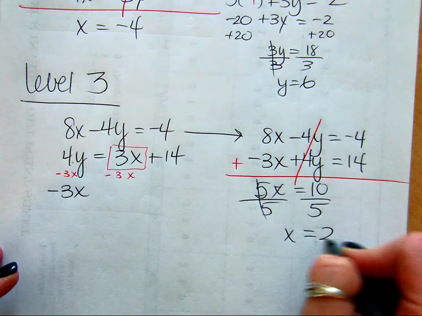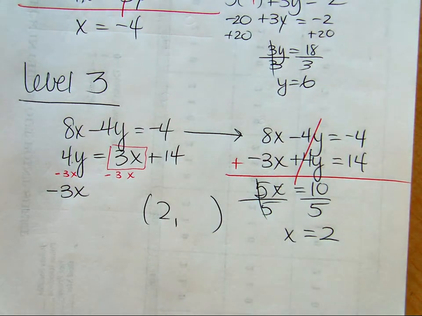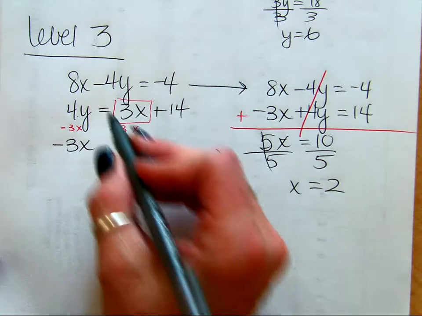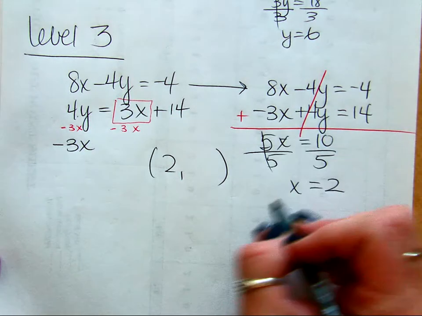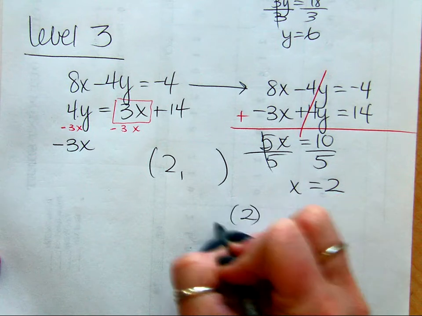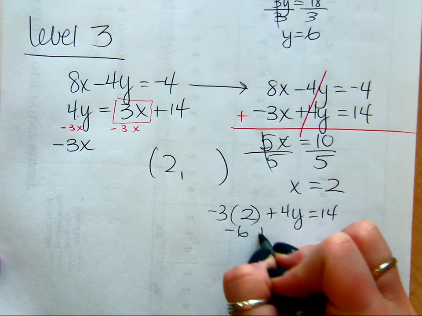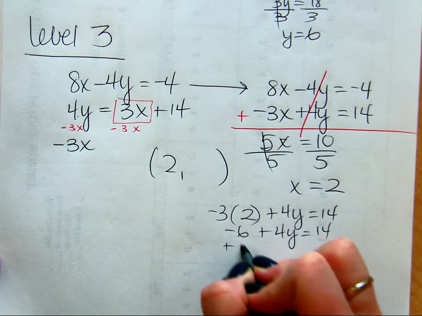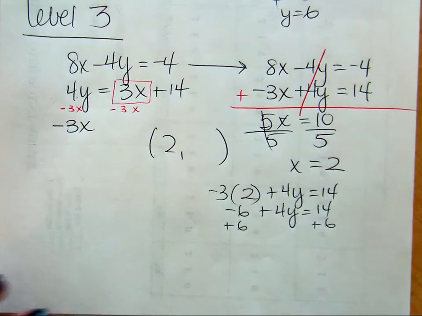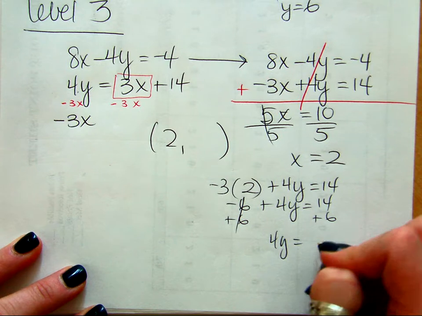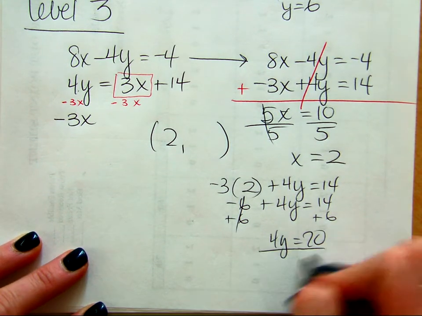X is 2. So I fill in what I know, and then I look for the other one. Again, you can't go wrong with where you choose to put that 2. It's just a matter of one of them might be a little easier or harder than the other. So let's just use this one right here. Negative 3, plus 4y equals 14. Negative 6 plus 4y equals 14. Add 6. That's going to give you 4y equals 20. And that's going to give you 5.